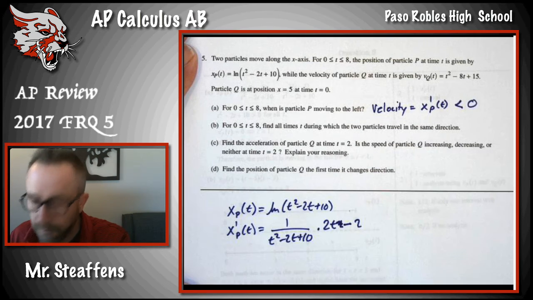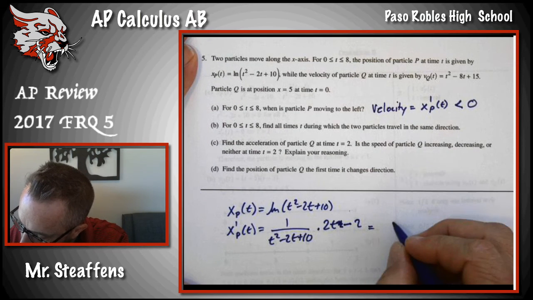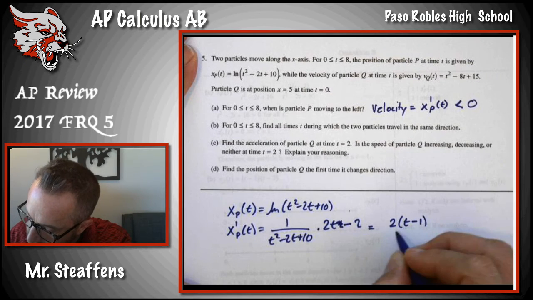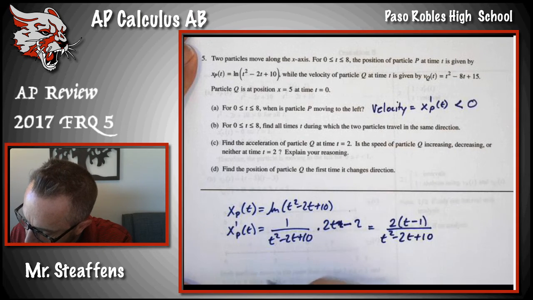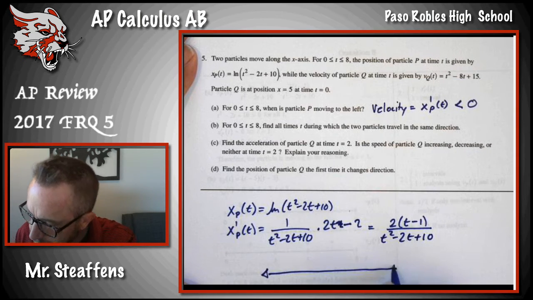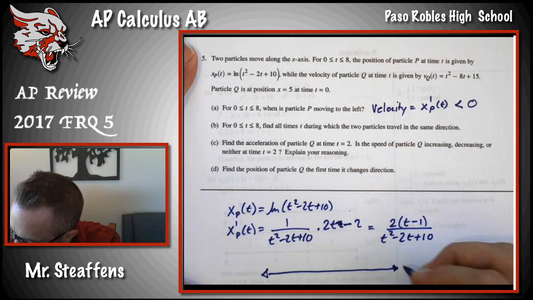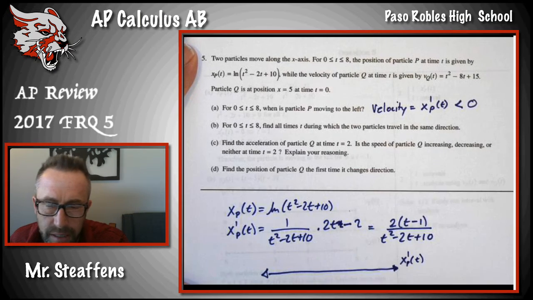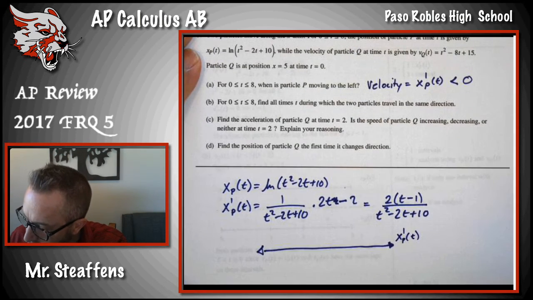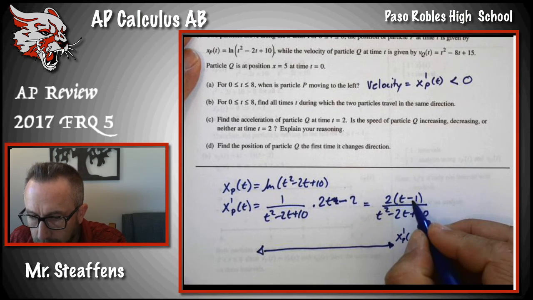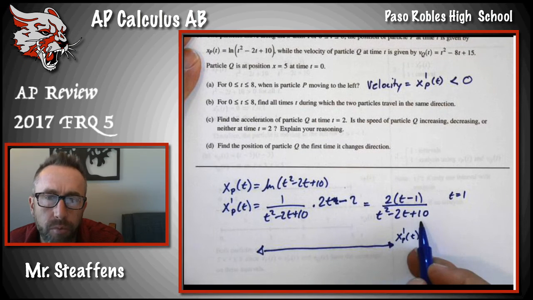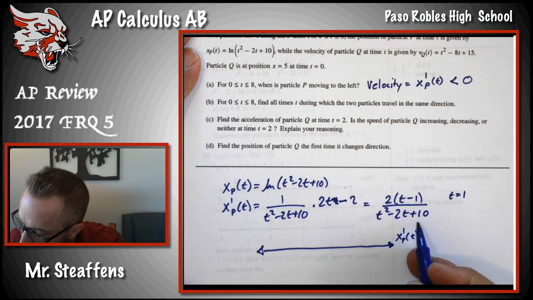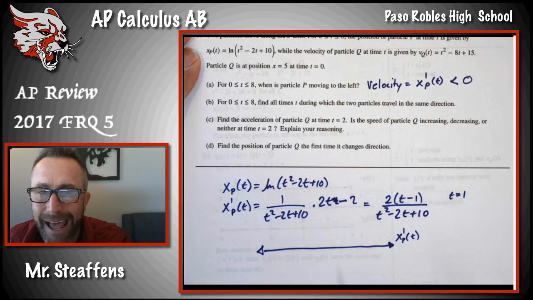So I can rewrite this as, on top, 2 times t minus 1, that's factored, over t squared minus 2t plus 10. And my job is to try to figure out, hey, when is this x prime function, when is this velocity function going to be positive, and when is it going to be negative? So I have 2 chunks to it. I can see that I'm definitely going to have a critical point at 1. I'm going to have to look at t equals 1. But what about the bottom? Like, where are the critical points on the bottom?